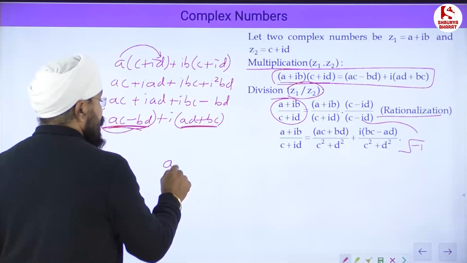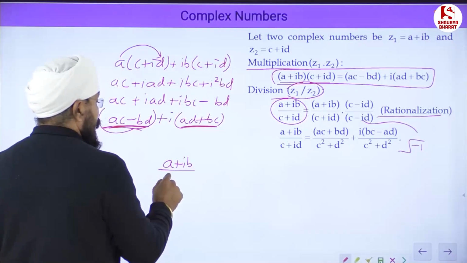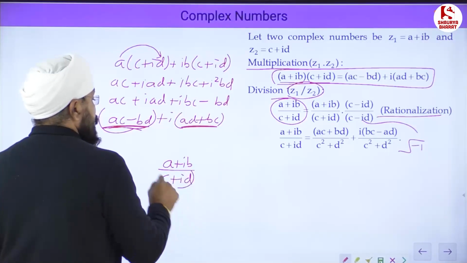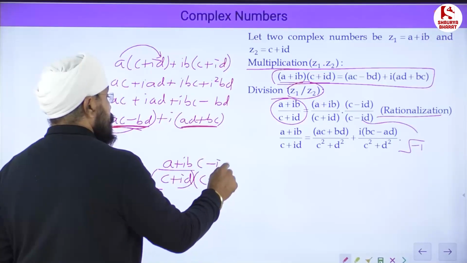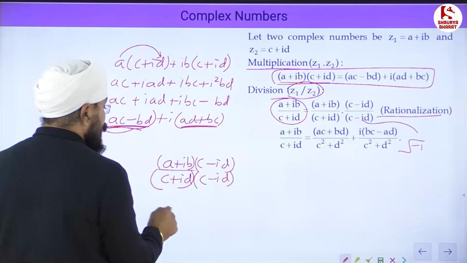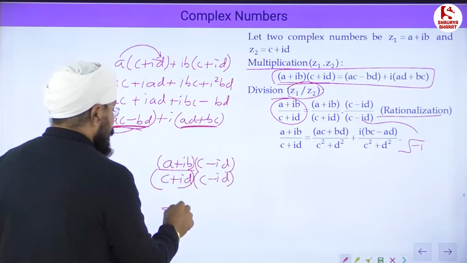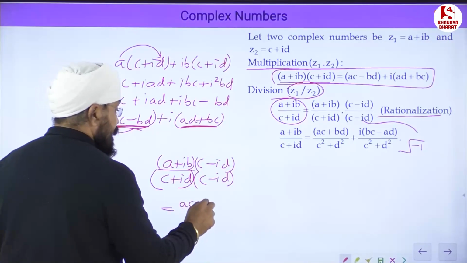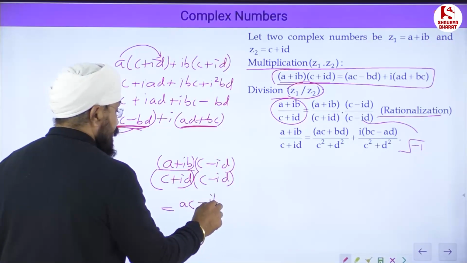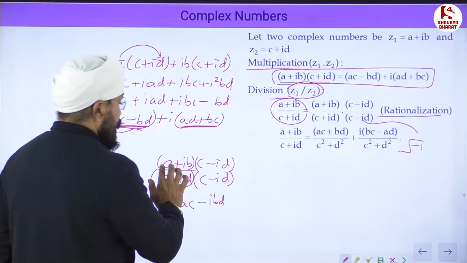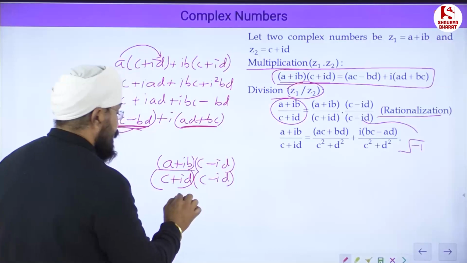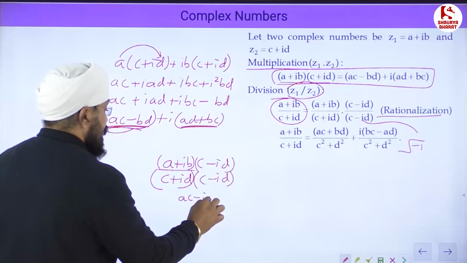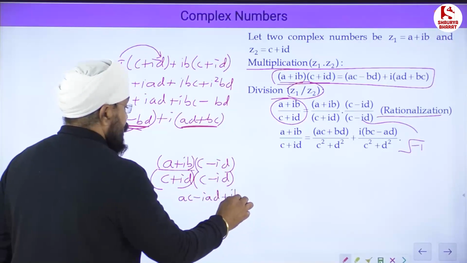So if we are having a plus iota b and c plus iota d, then we are going to take c minus iota d with this. And as a result in the numerator they will get multiplied. When they multiply, this is AC, then this is minus of iota BD. Rather, first I will take AC and then this a will multiply. So we will write this as AC minus iota AD plus of iota BC.